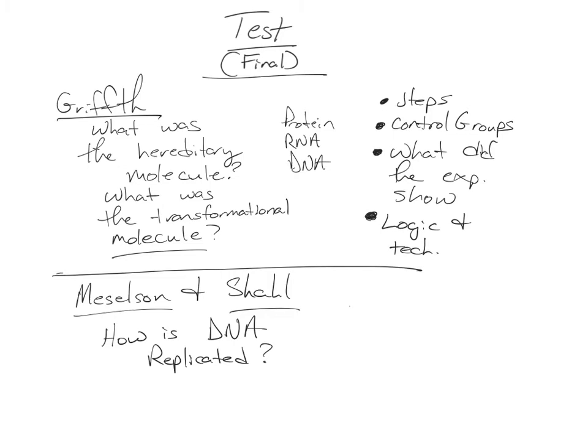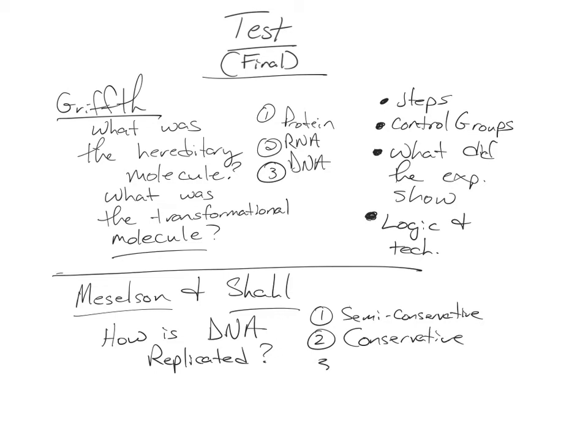And you had kind of three choices here, right? Just like you had three choices up here, you had three choices in this experiment as well. The first was semi-conservative. And that's right, conservative. And the third one was dispersive. All right, so we had those three choices.